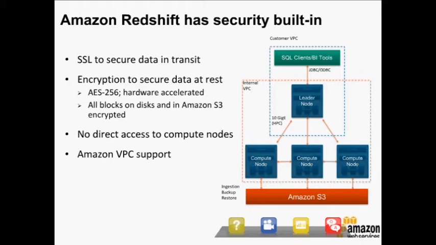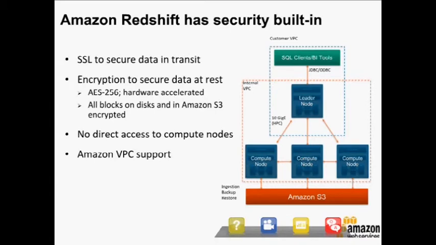to process. Also, there's no direct access to compute nodes, so you can shield your data from any rogue operators that may happen in a security event. And lastly, it supports Amazon VPC, and recently we also announced support for resource-level controls, so you can control very specifically what IAM users, sub-users and groups have access to Redshift resources on AWS.